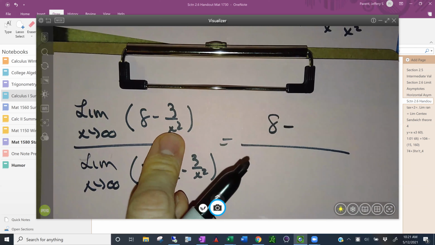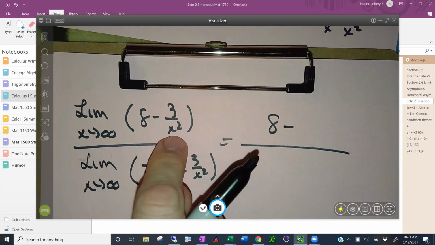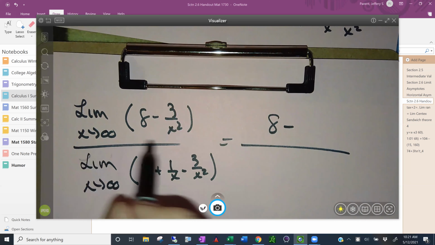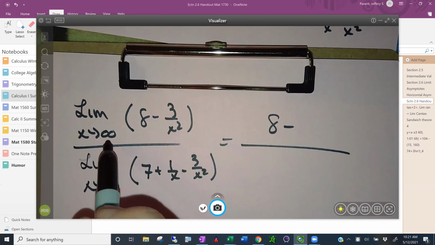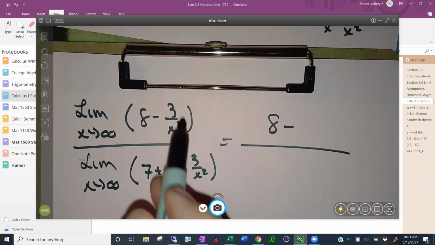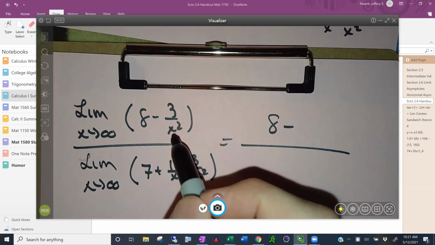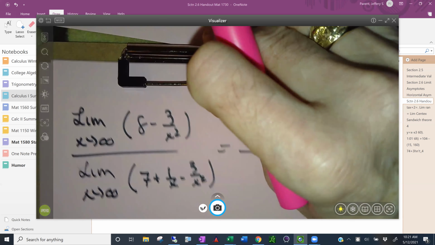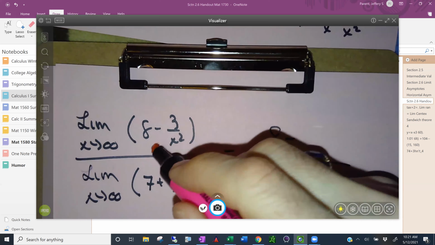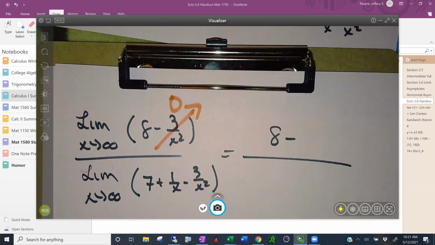But what's going to happen here when x goes to infinity? You're going to have 3 over x squared. So if x is 10, that's going to be 3 over 100. Or if x is 100, that's going to be 3 over 10,000. X is 1,000. Now that's 3 over 1,000,000. As the values of x get really, really large, what's going to happen to that term? Where's it going to go? It's going to be close to 0. Yeah, that one's going to 0.